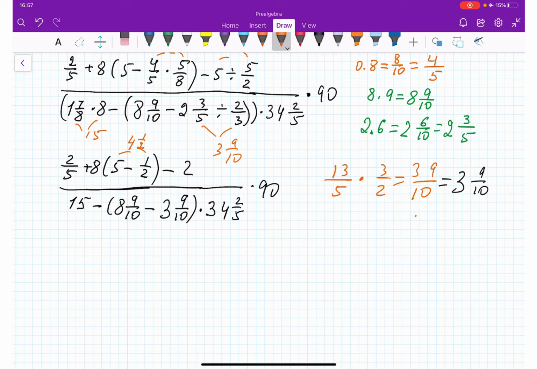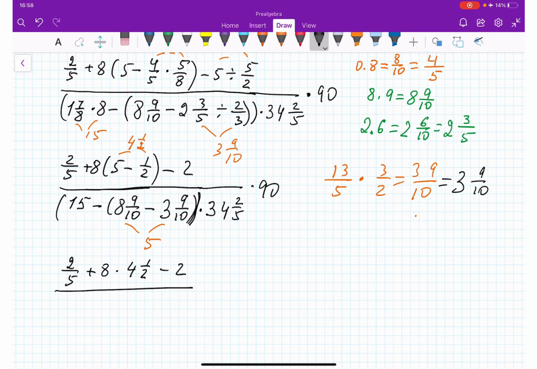This one is going to be 8 and 9/10 minus 3 and 9/10. This is going to be 8 minus 3 is 5, because 9/10 minus 9/10 is gone, correct? So let me rewrite. I'm getting 2/5 plus 8 times, here I need to put this parenthesis, because otherwise it's going to change the order of operation. 2/5 plus 8 times 4 and 1/2, minus 2, and I don't need any parentheses here.